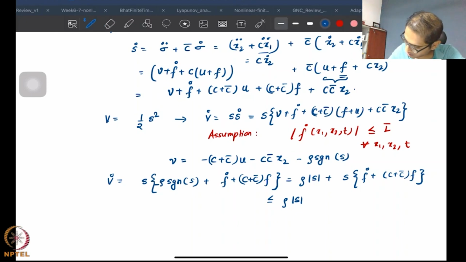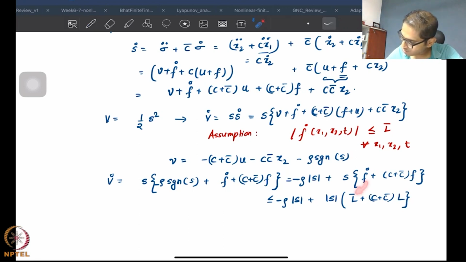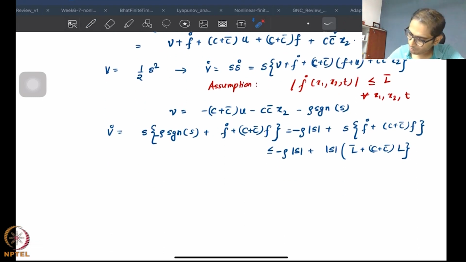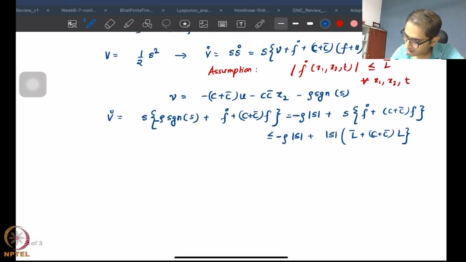This is minus, so there will be minus again, minus rho absolute value of S plus absolute value of S multiplied by L bar, which is the bound on F dot, plus C bar L, which is the bound on F, right? L bar is the bound on F dot. So this is coming from here using the bound on F dot, and this is coming from here using the bound on F. And now it's pretty easy, pretty straightforward. I do what I've been doing until now.